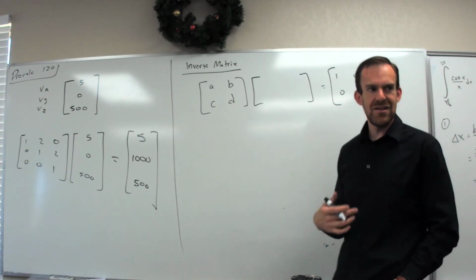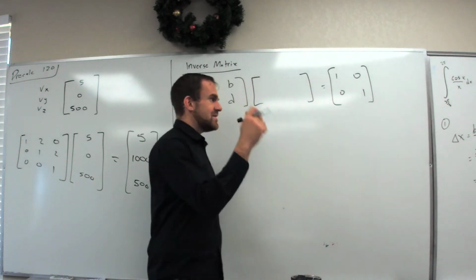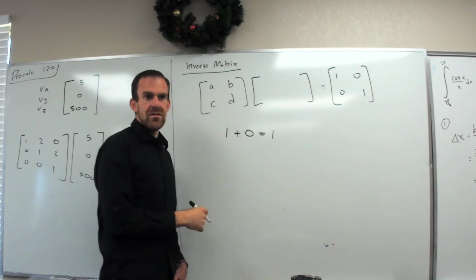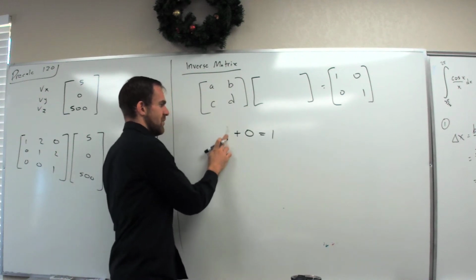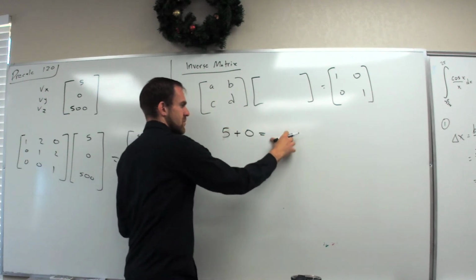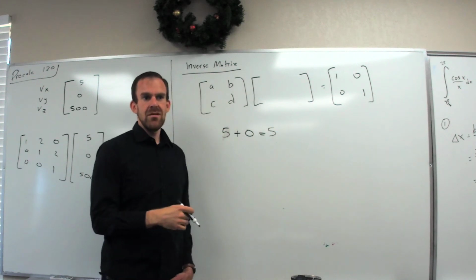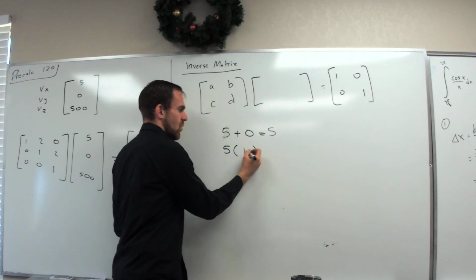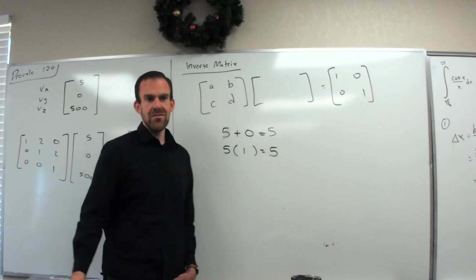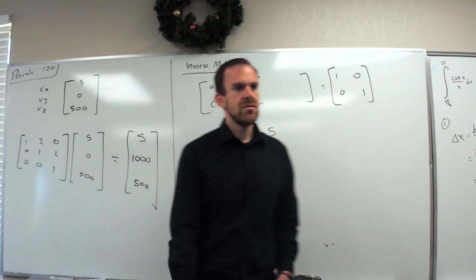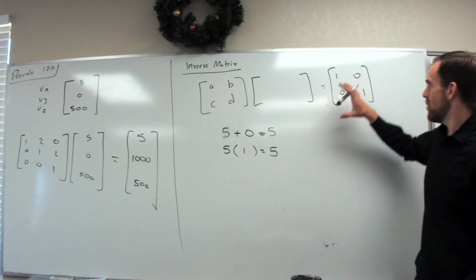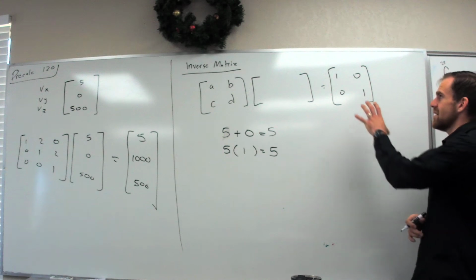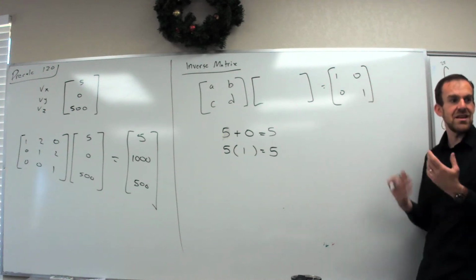Just like in addition, we call it the identity property of addition: when you add 0, you get itself. If you add 0 to 5, you get 5. In multiplication, if you multiply anything by 1, then you get itself out, right? This, for matrices, is the identity. If I multiply anything by this, I will get the same thing I started with.